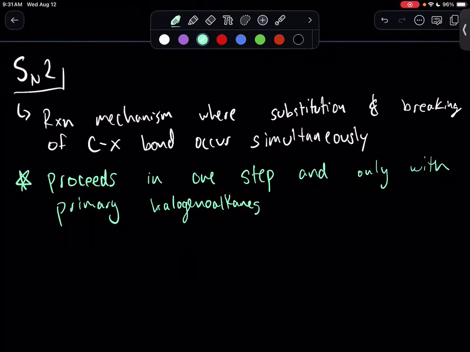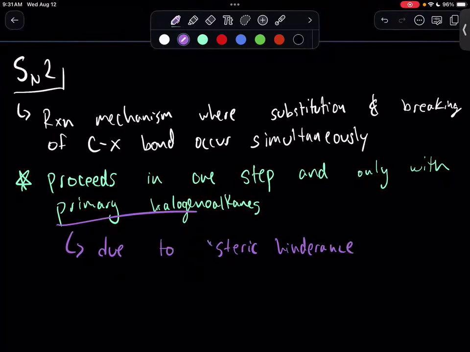And really, it's due to what we call steric hindrance. I don't think there's an E in the middle of hindrance. So it's due to steric hindrance.